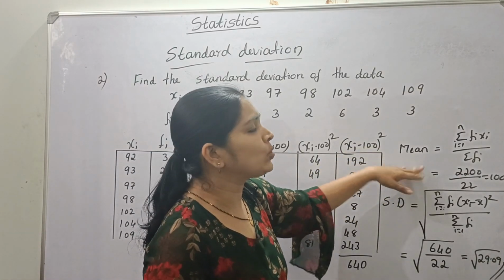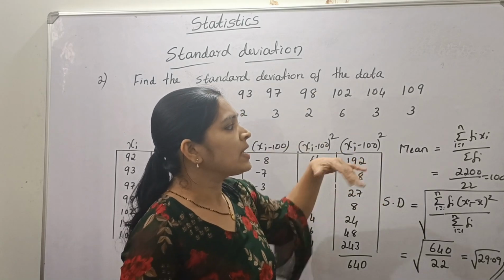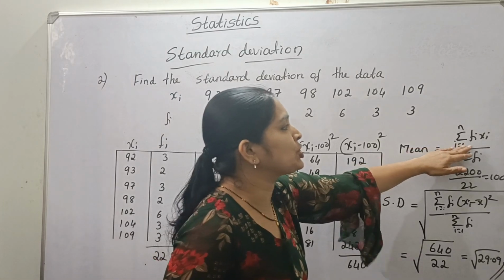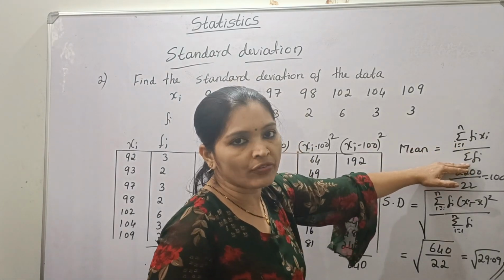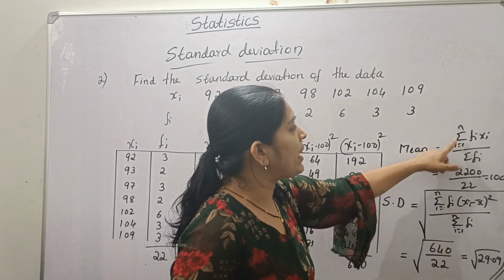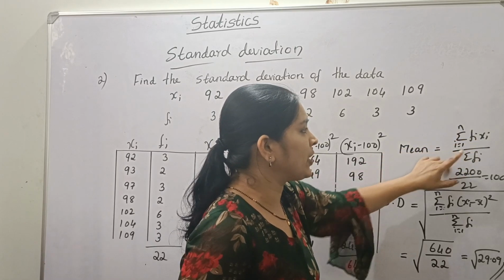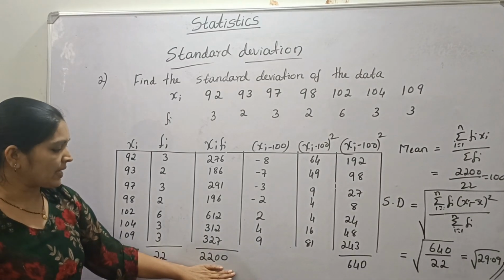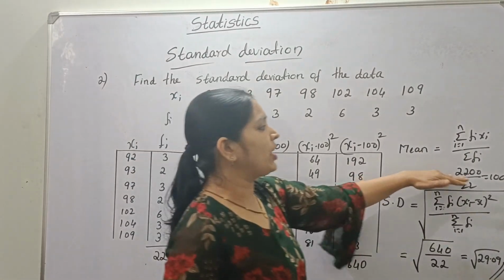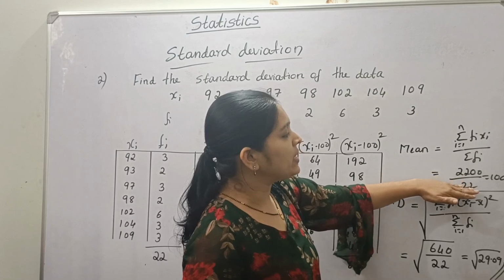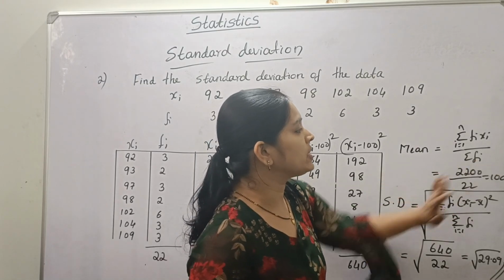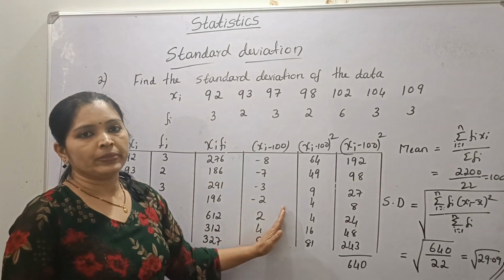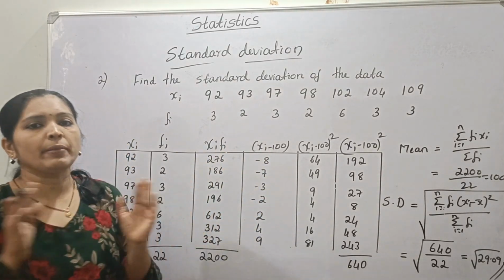So mean is equal to the ratio of the sum of the product of observations with their respective frequencies and the sum of frequencies, right. So here sigma i equals 1 to n Fi Xi divided by sigma Fi, that is the sum of Fi Xi, 2200, divided by sigma Fi, the sum of frequencies, 22, is equal to 100. So after getting the mean, next column, okay, you have to find Xi minus 100.